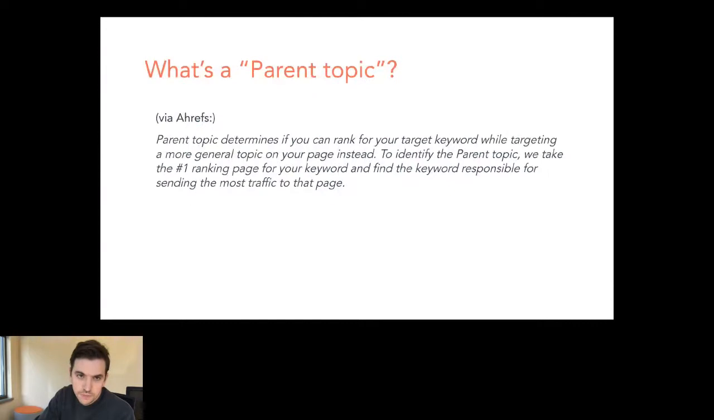So let's get into it. First, what's a parent topic? Ahrefs defines it: parent topic determines if you can rank for your target keyword, your specific keyword, while targeting a more general topic on your page instead. So we're kind of getting at the concept of pillar here. To identify the parent topic, we take the number one ranking page for your specific keyword, and find the keyword responsible for sending the most traffic to that page. So you can kind of chew on that for a little while, but it's basically a way to look at what keyword is sending the most traffic to that page.